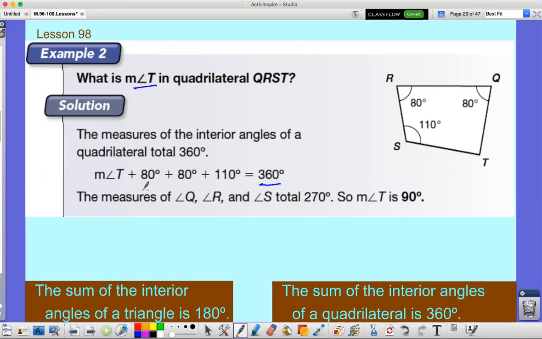So that just means I take the measures of angle Q, angle R, and angle S, you can see here, are 80, 80, and 110. They add up to 270. So because of that, I can just take that 360 degrees minus 270 degrees, and I'm left with, in this case, I'm going to borrow from that. This turns into 16. 16 minus 7 is 9. That'd be 90 degrees is what angle T equals.